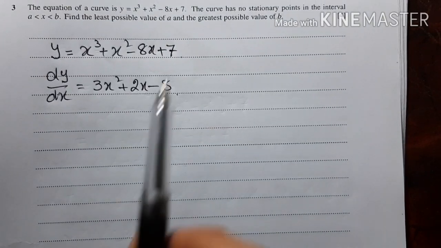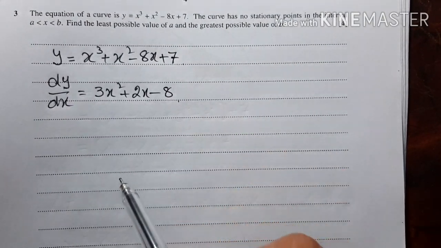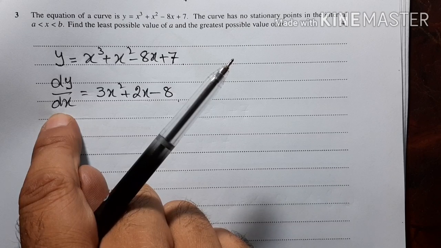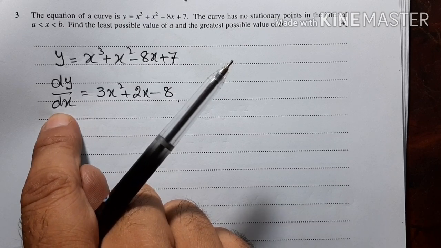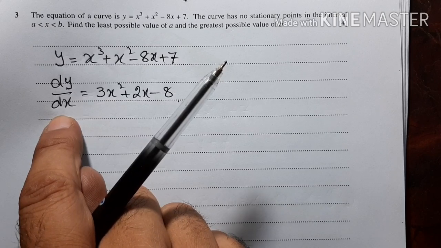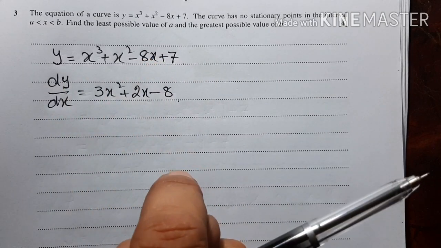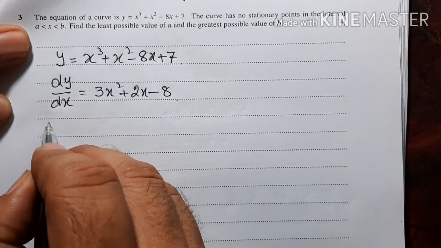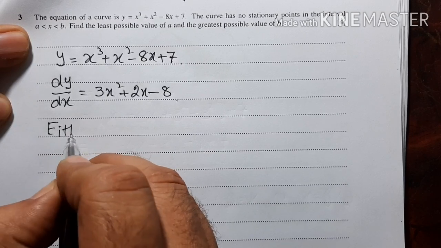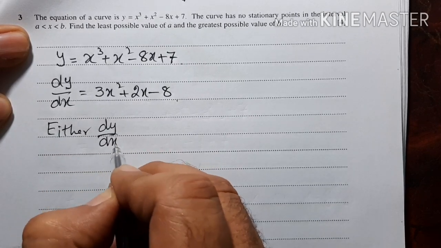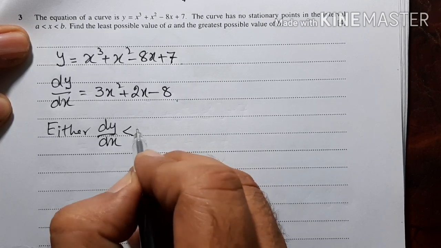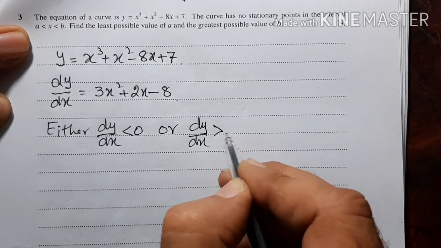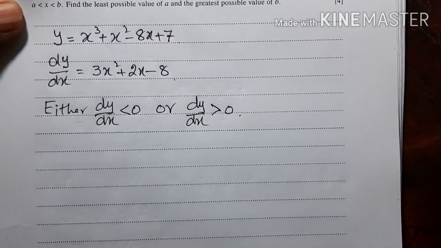Now it is saying that this curve has no stationary point. It means the gradient of this curve can never be 0, can never be parallel to the x-axis. Either it is an increasing function or a decreasing function. So it can be either dy by dx less than 0, or dy by dx greater than 0, but not equal to 0.